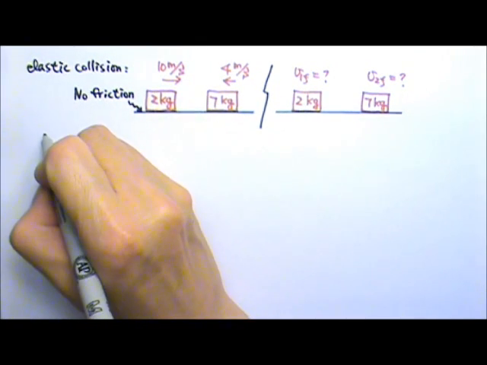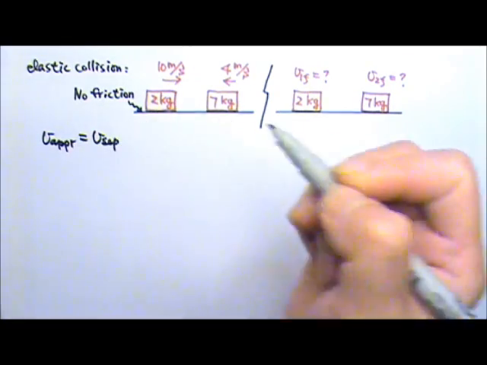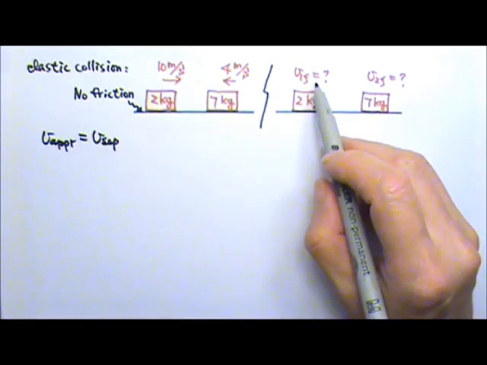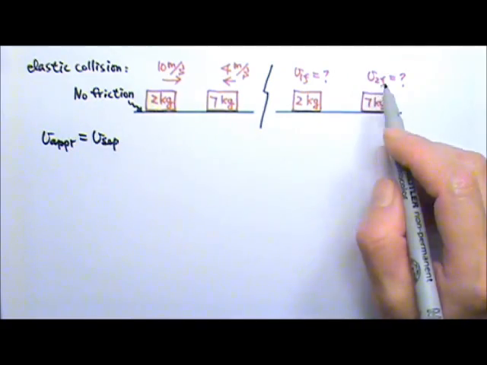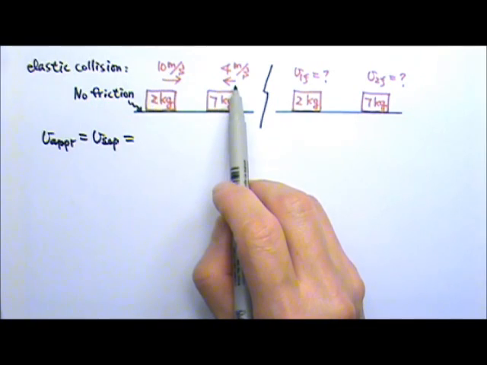Again, we're going to use the approaching speed equals the separating speed to help us reduce the number of unknowns from 2 to 1. The approaching speed is the difference in velocities.